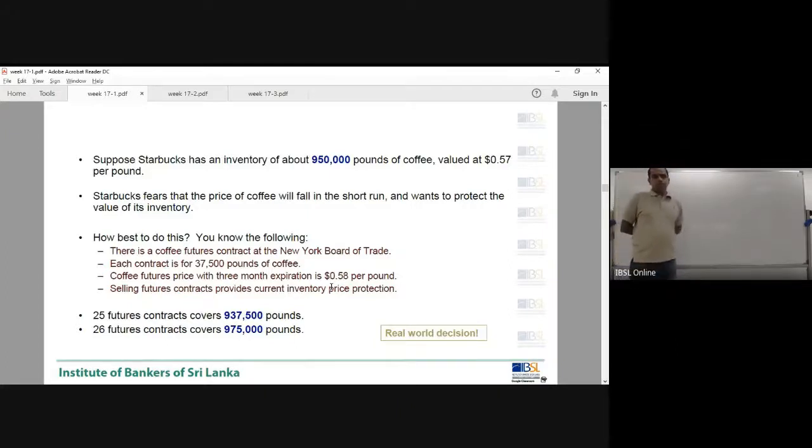It is further mentioned that there is a coffee futures contract on the New York Board of Trade. Each contract is 37,500 pounds of coffee. So it's 900,000 total exposure divided by 37,500. The coffee futures price with 3 months expiry is 58 cents per pound. This is 900,000.